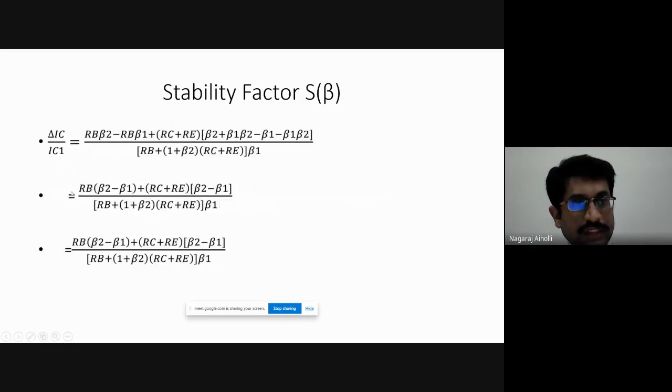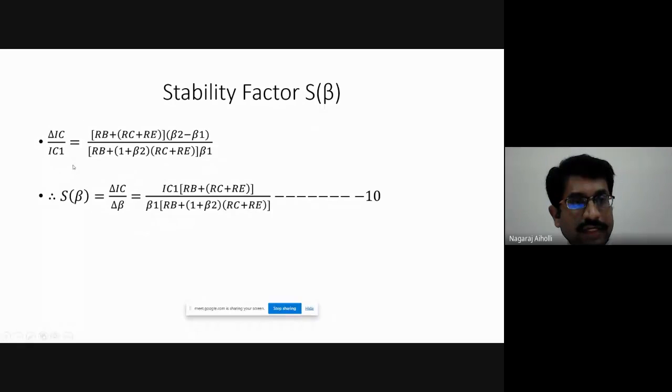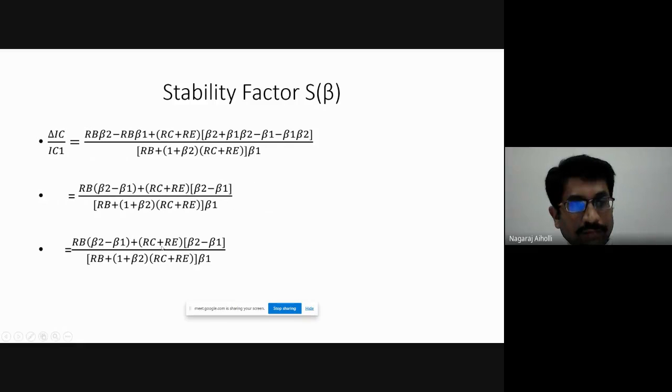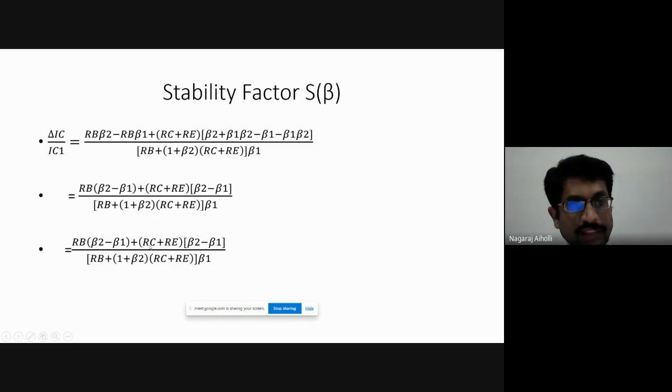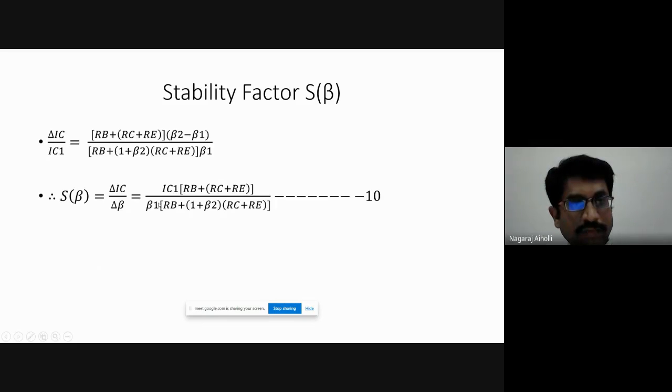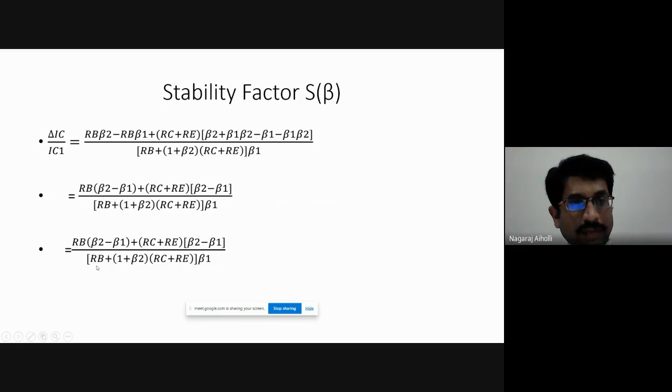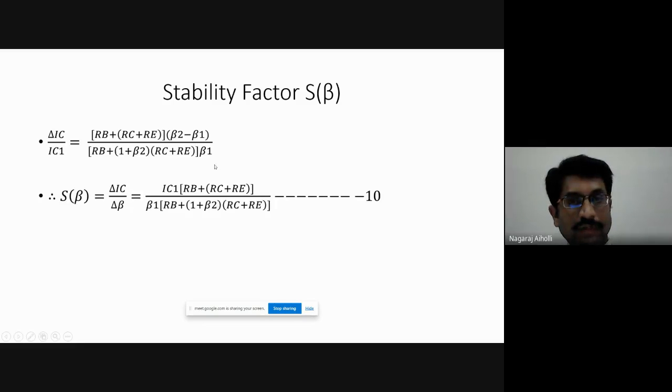Therefore, this is delta IC by IC1. LHS is delta IC by IC1. We are getting this RHS equation: delta IC by IC1 is equal to RB, and beta 2 minus beta 1 is common, so take it outside. Therefore, we get beta 2 minus beta 1 multiplied by RB plus RC plus RE. It is there in the second term also, beta 2 minus beta 1. Take it common, we get beta 2 minus beta 1 multiplied by RB plus RC plus RE, divided by RB plus 1 plus beta 2 into RC plus RE, the whole multiplied by beta 1.